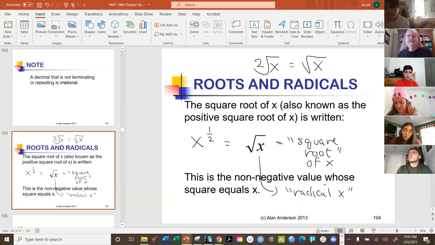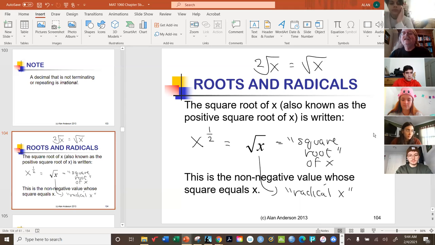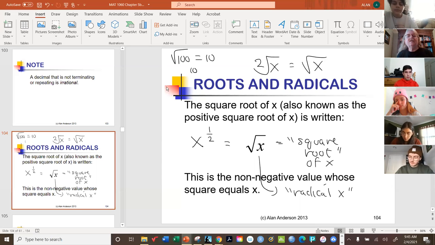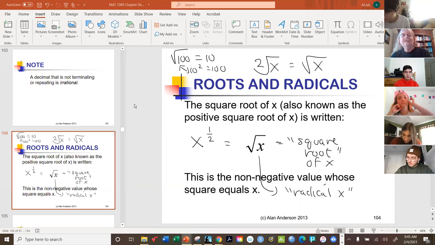Now, some of the square roots, you probably have them memorized. For example, you wouldn't even need your calculator if I asked you for the square root of 100. What would that be? Well, clearly that would be 10. Yes, exactly. So the square root of 100 is 10, because 10 squared is 100. In other words, these are simply reverses or inverses of each other. That's right.